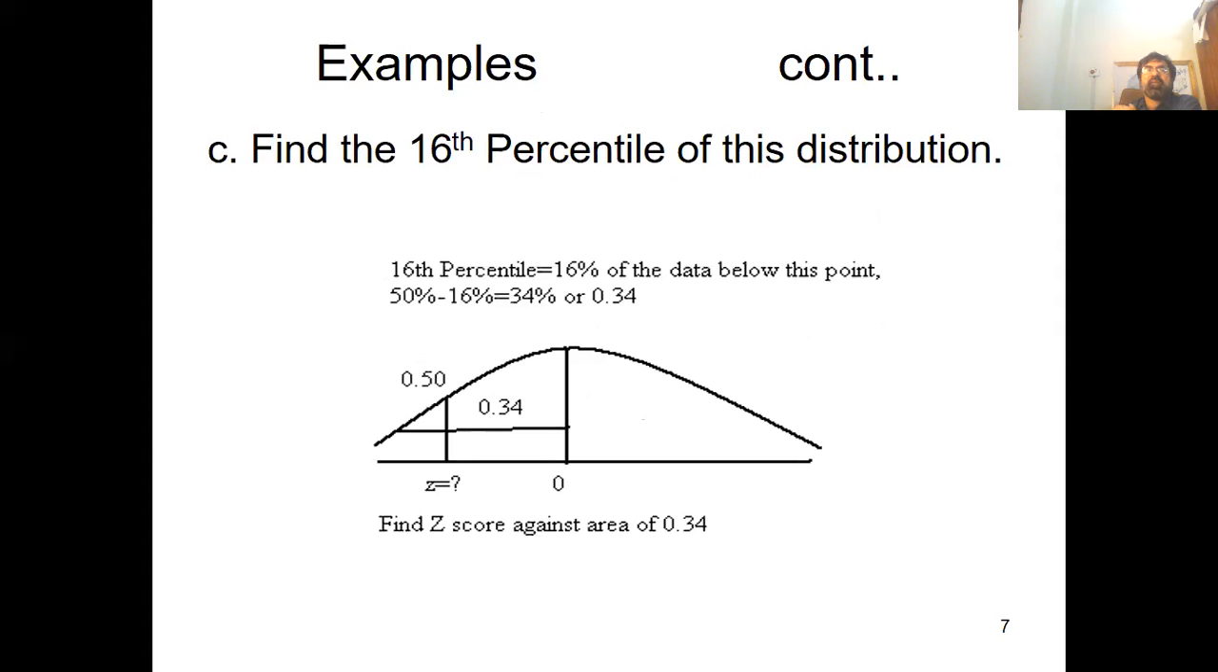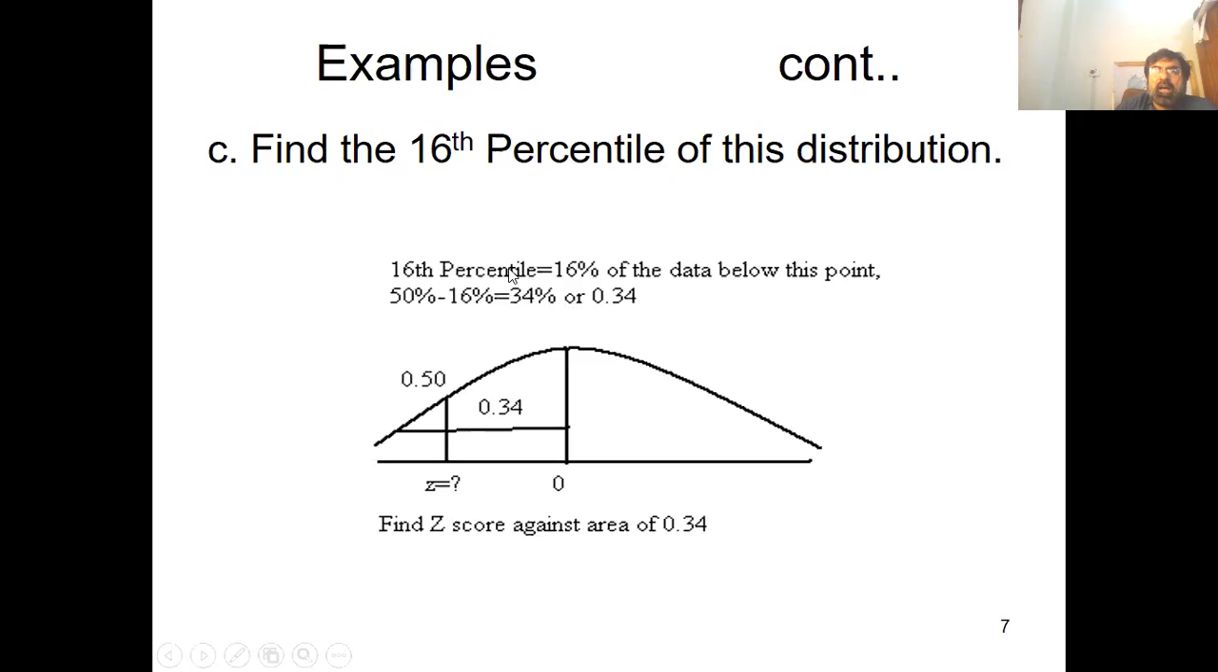Find the 16th percentile of this distribution. So what you have to do exactly is what I did in the previous slides. The 16th percentile is converted into a percentage, then it is divided by 100, or you can also go for this one as well. You have to subtract the 16% from 50%, that becomes 34%, and then you have to divide it by 100.